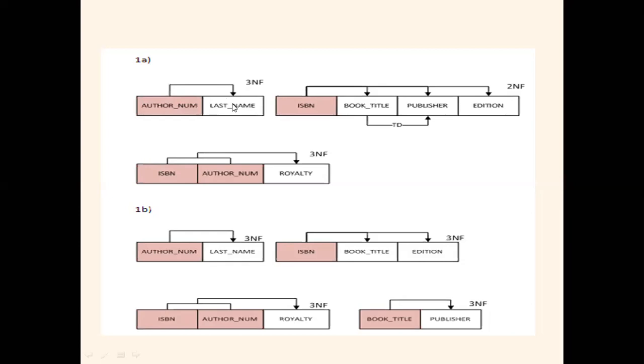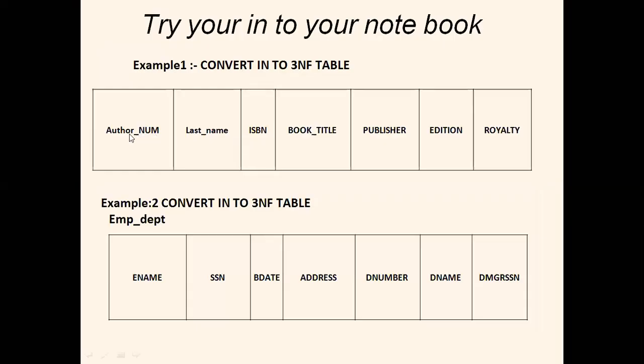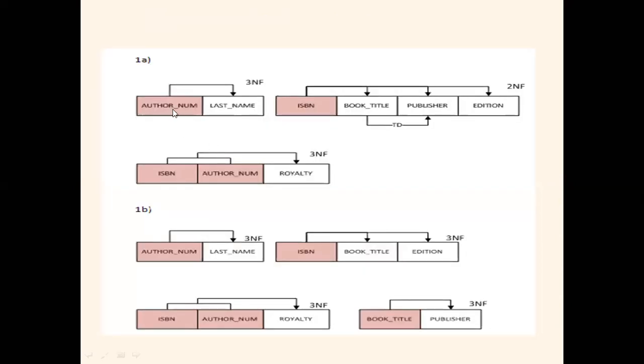Okay, this is the last table you saw. This is author number and name. If I want the author's last name, I can get it from author number. This is one table, so this is my primary key and this is my attribute. Another table, see.